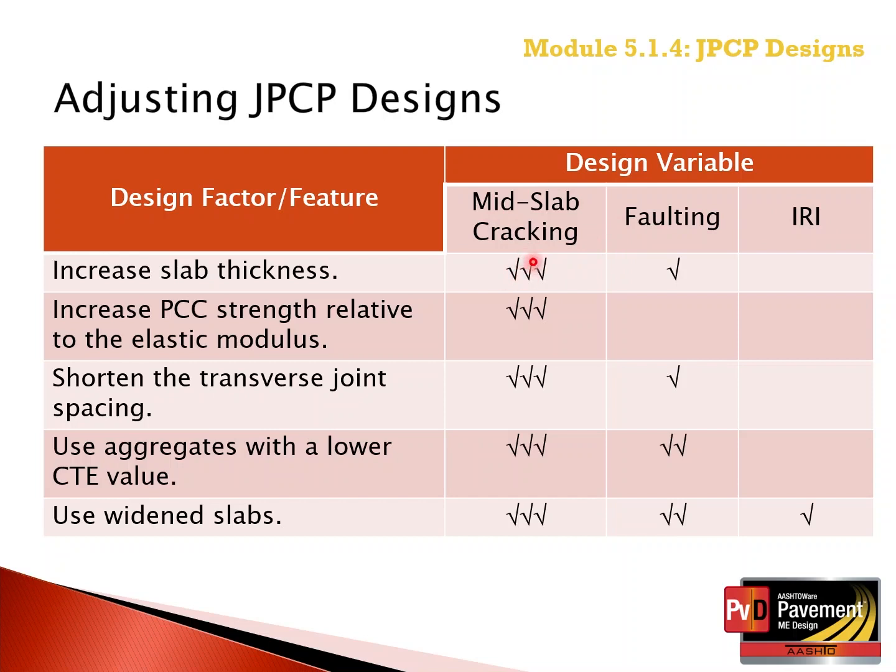The number of check marks within each category designates its importance or sensitivity to the design variable. So 3 check marks means it's very important. 2 check marks means moderately important. 1 check mark means it has an impact, and if it's not listed, it's generally no impact on the calculated design variable or distress. So the table displayed in this slide simply illustrates the importance of the design factor or feature in changing the distress variable.